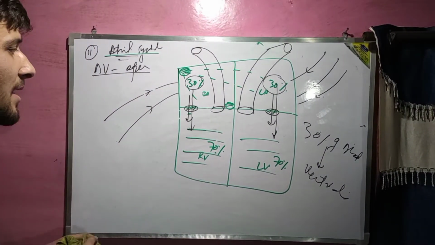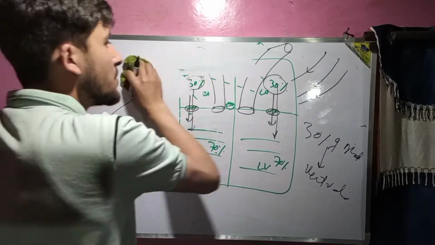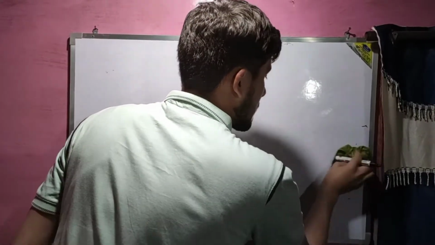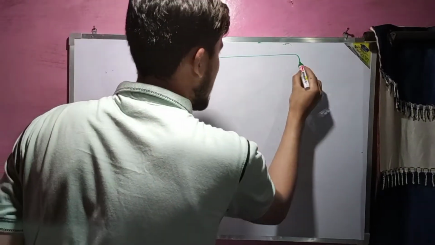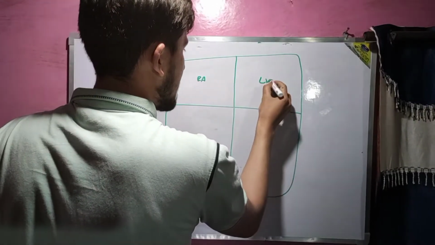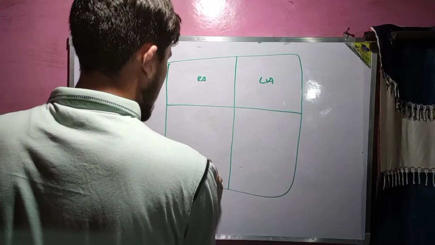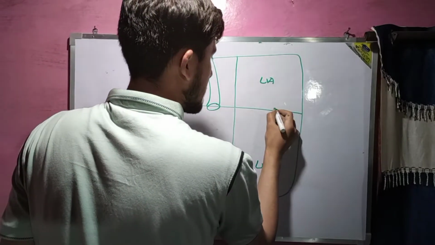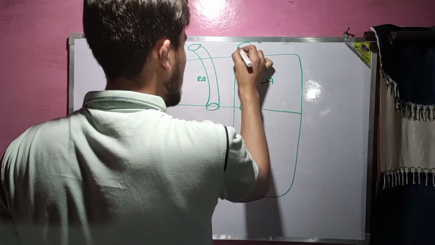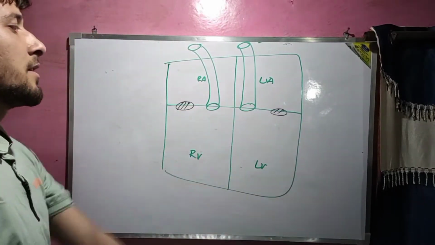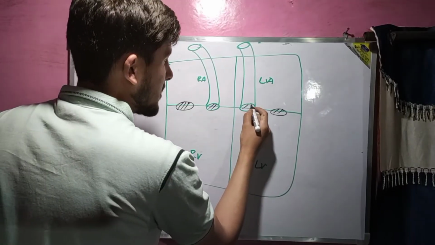Now let us see what happens in उसके बाद जो तीसरा स्टेज है उसमें क्या होता है. We know that तीसरा स्टेज जो है that is the ventricular systole. Now let us see what happens in the ventricular systole. This is the right atrium, left atrium, right ventricle, left ventricle. This is the pulmonary artery. This is the aorta. This is the bicuspid valve. This is the tricuspid valve, together called the AV valves, and these are called the semilunar valves.